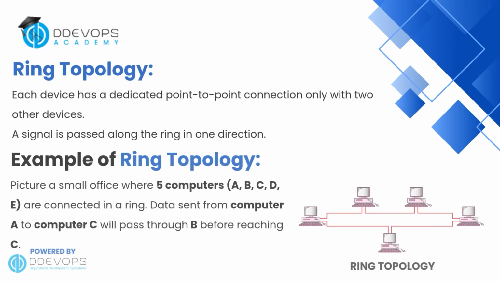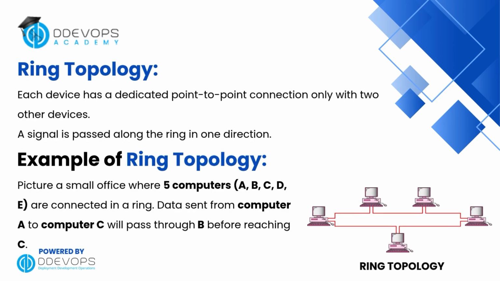Ring topology. Each device has a dedicated point-to-point connection only with 2 other devices. A signal is passed along the ring in one direction.